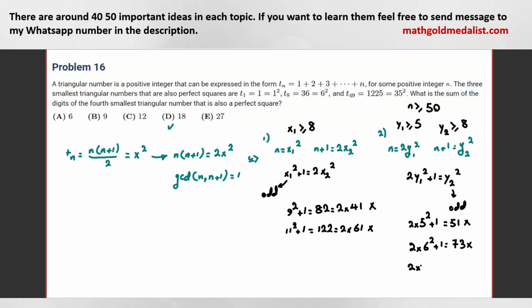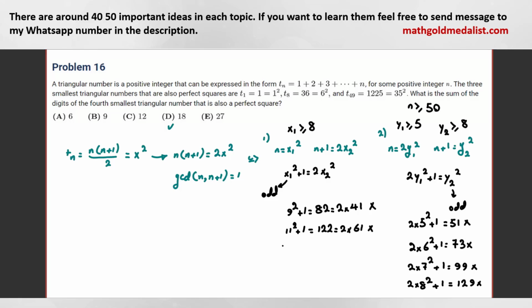Let's check the next one. 2 times 7 squared plus 1 is what? 99. 99 is not a perfect square. 2 times 8 squared plus 1 is what? 64, 2 times 64 is 128, 129. It doesn't work. Now they are near to each other. Let's check the next one here. Here we should check what number next?